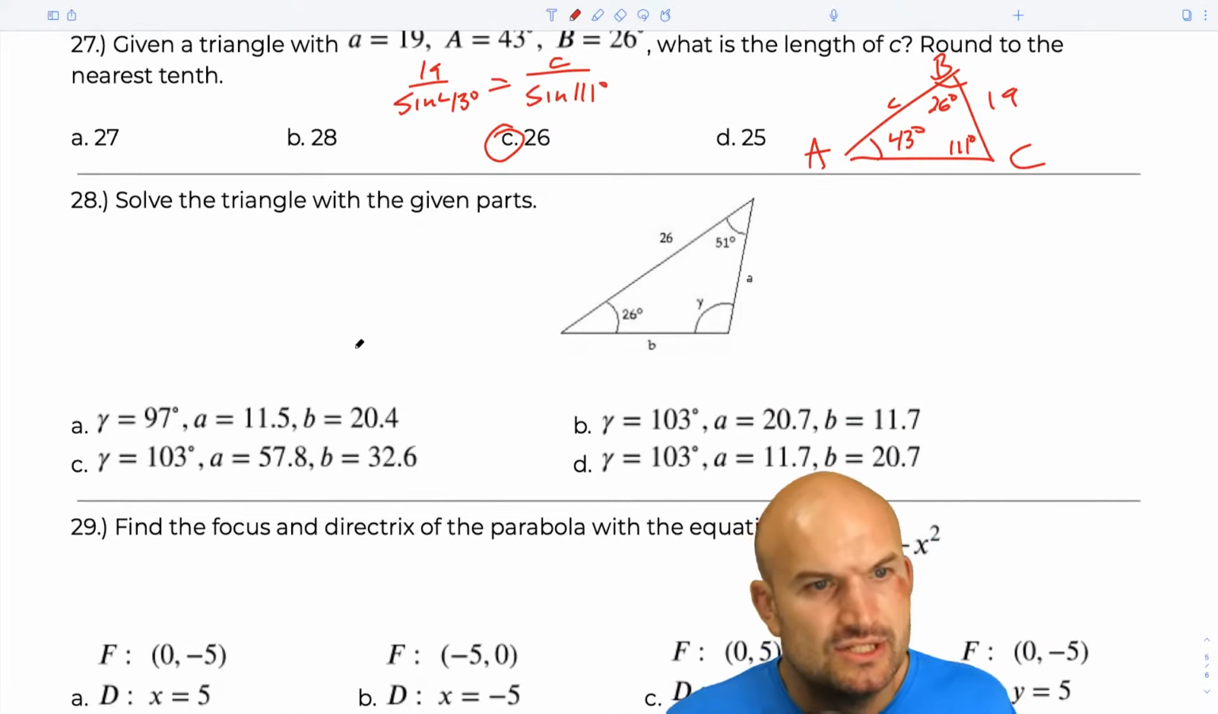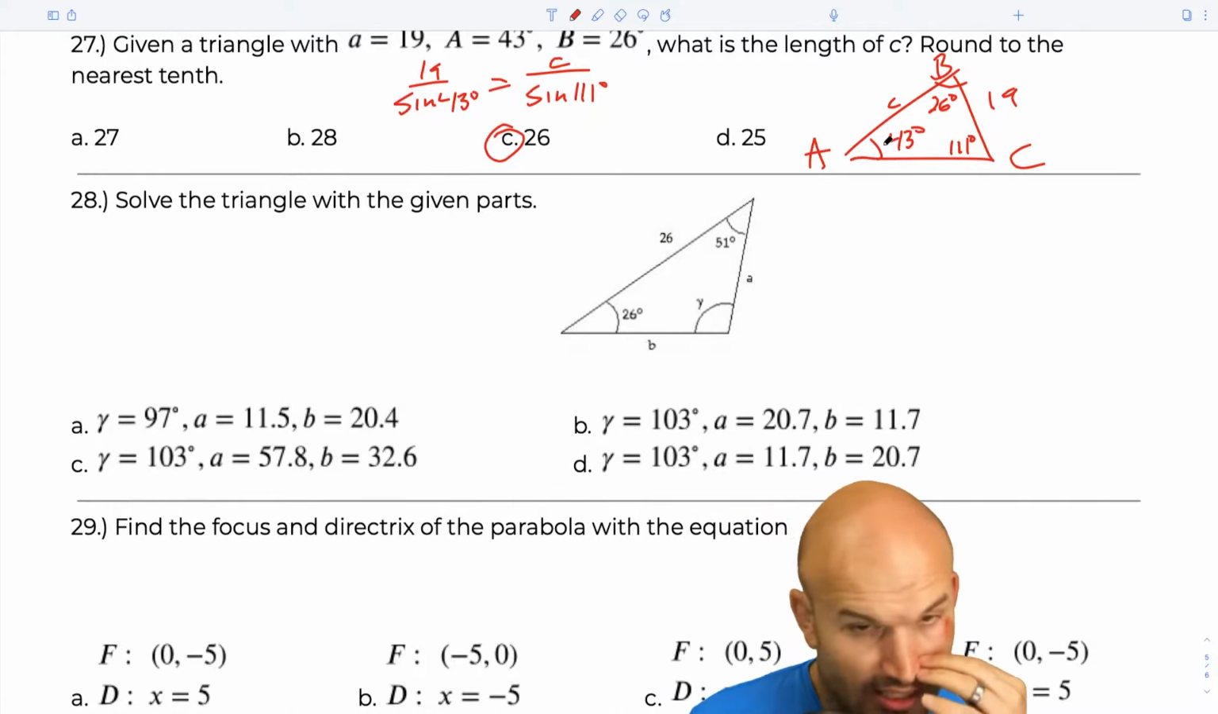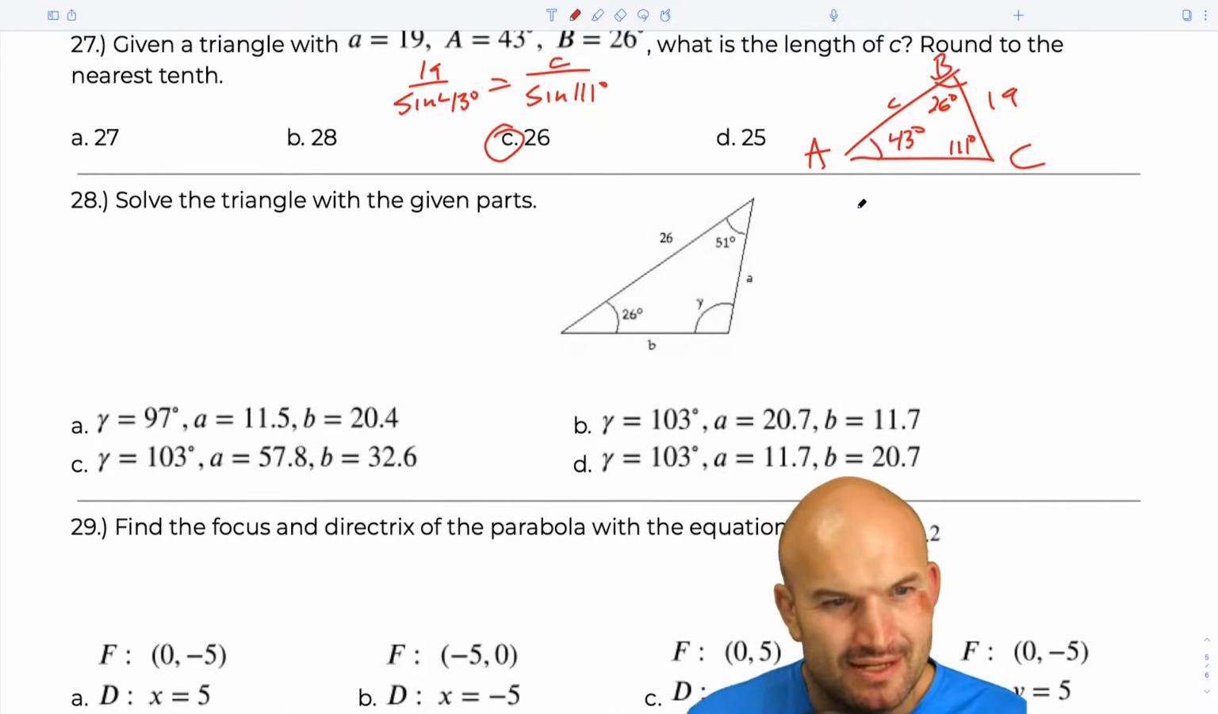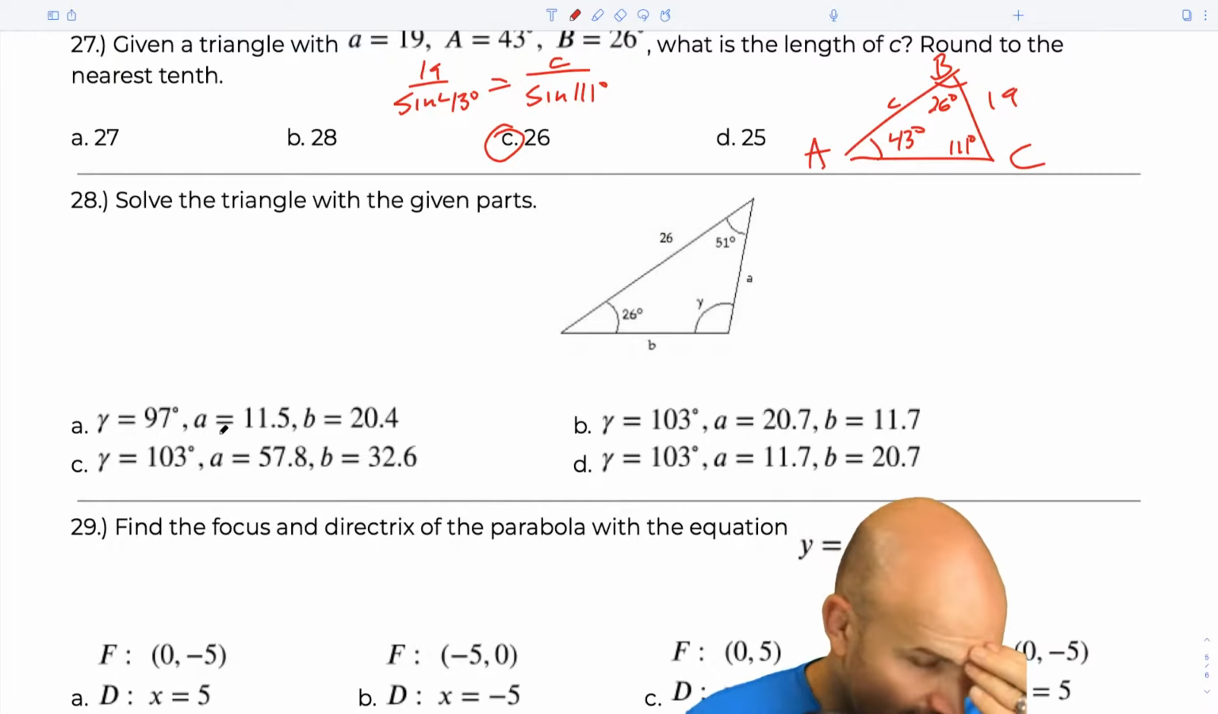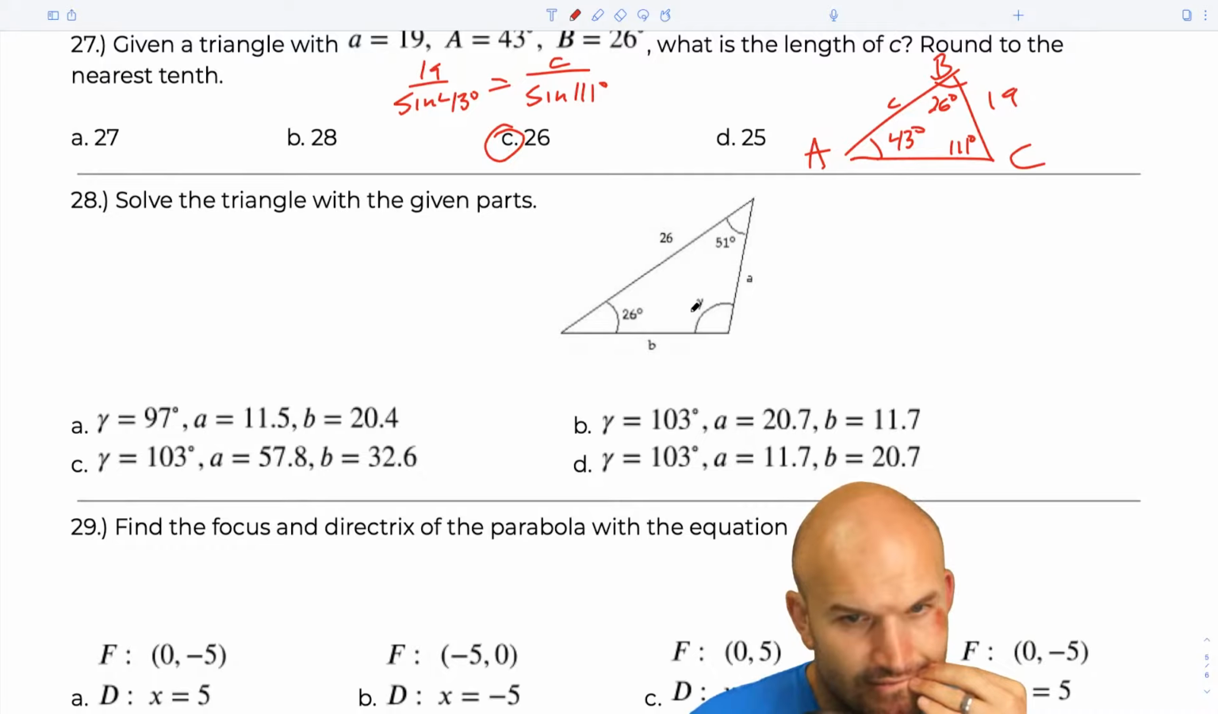The next one is solve a triangle with the given parts. I think this one's like the same thing. If we just solve for gamma here, then we should be good.